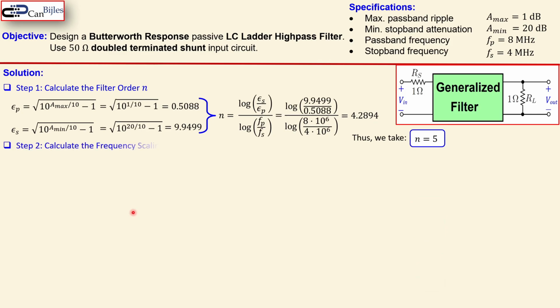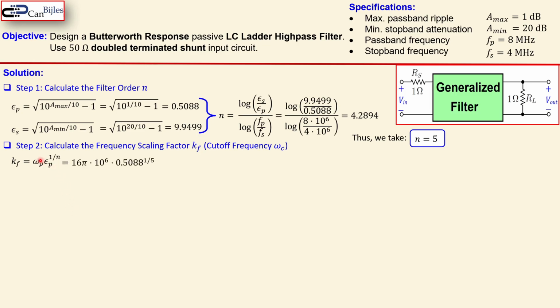Well, the second step is then the calculation of the frequency scaling factor, Kf, which is also the cutoff frequency, omega c or fc. So that is what we do. The Kf for the high-pass configuration is given by omega p times epsilon p to the power 1 over n, where n is the filter order, which is calculated, which is 5.